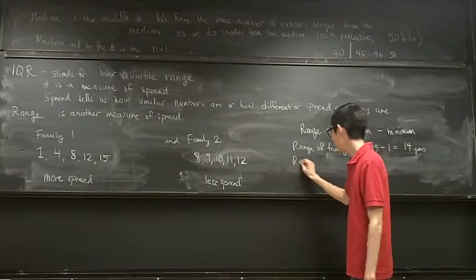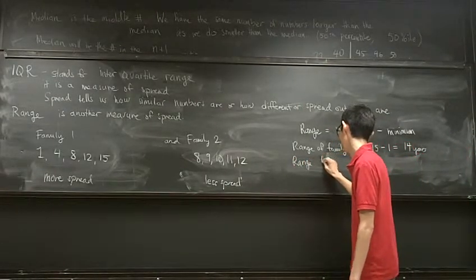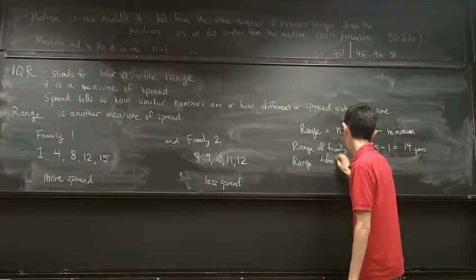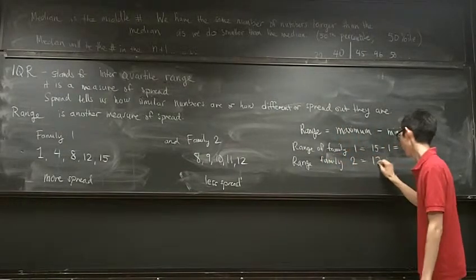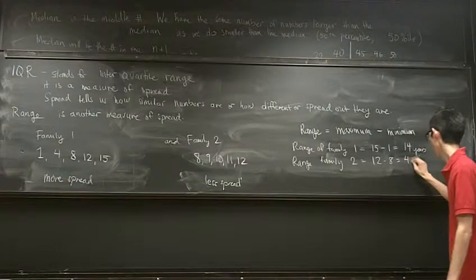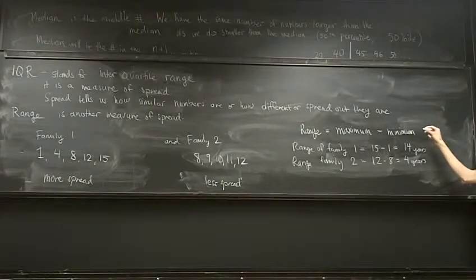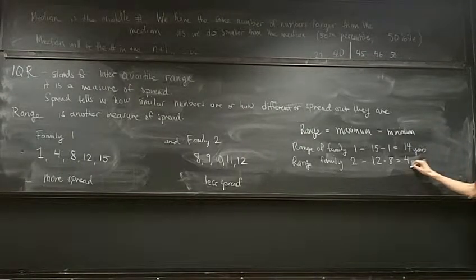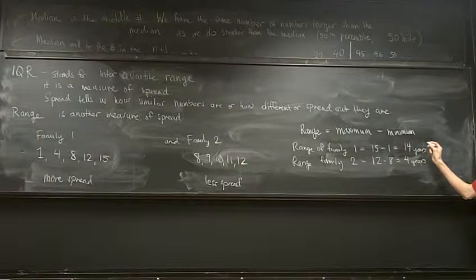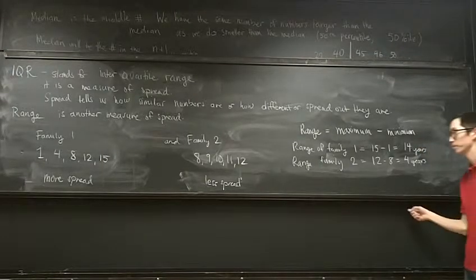Range of family 2. 4. Great. 12 minus 8. 4 years, okay? So here we can see the range. It also indicates that family 2 has less spread than family 1, okay?